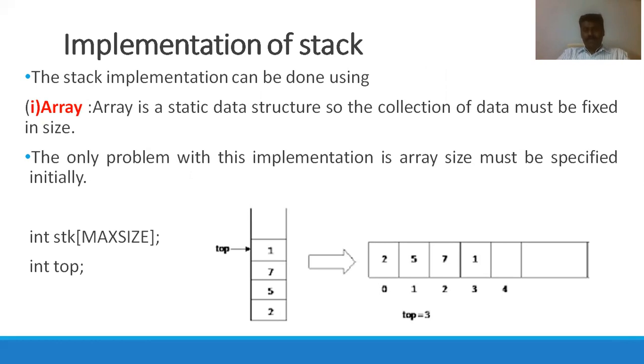Take a simple example. Array is a static data structure, so the collection of data must be fixed in size. Array is a static memory allocation method. If the data size and locations are fixed, it's not possible to insert beyond the allocated memory locations. The only problem with this implementation is the array size must be specified initially. Only the stack's maximum size of elements can be inserted. Take a simple example: here there are 5 or 6 memory locations. Only a maximum of 6 elements can be pushed into the stack. Okay, it's called a stack condition using a static methodology.